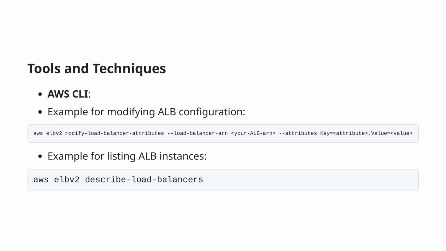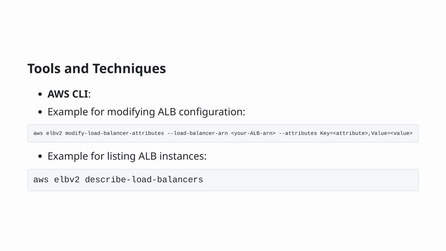On this slide, we're focusing on the tools and techniques you can use to work with AWS Application Load Balancers, ALBs, effectively. The AWS command line interface is particularly handy for modifying ALB configurations. For instance, you can use the command aws elbv2 modify-load-balancer-attributes with a key equals attribute, value pair. This command allows you to adjust specific attributes of your load balancer, making it more secure or better suited to your needs.